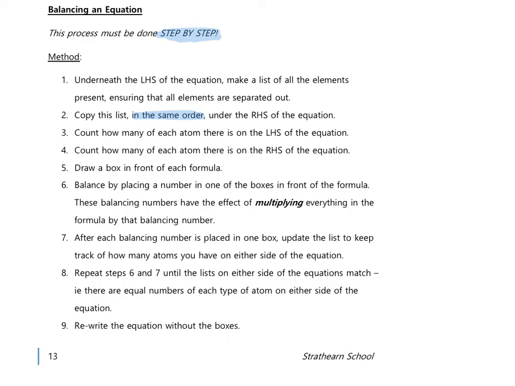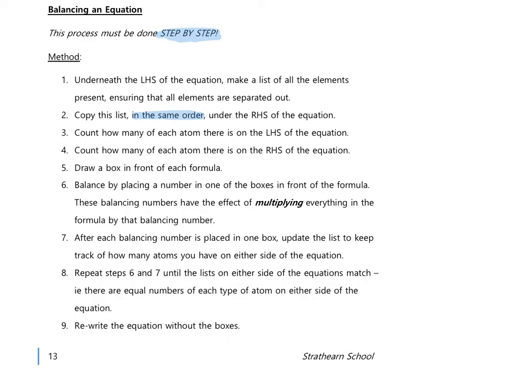Then, and this is the part to make you remember that we can only put numbers in front of the formula, we draw a box in front of each formula, and we'll show that in an example. We balance by placing a number in one of the boxes in front of the formula. These balancing numbers have the effect of multiplying everything in the formula by that balancing number. So you're thinking, what do I need to multiply this by to get the number of atoms that I need?